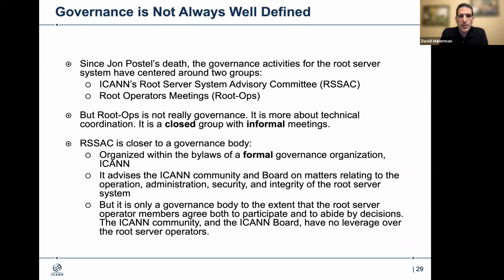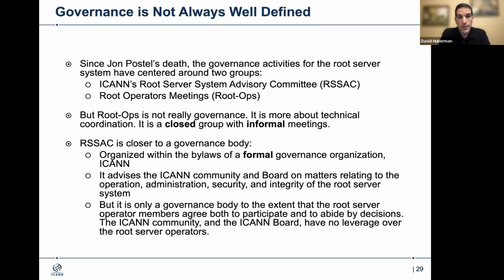We have two groups that do some coordination. Here at ICANN, we have the Root Server System Advisory Committee, the RSSAC. And this is where the root server operators voluntarily agree to meet and to discuss things. They also have their own system called RootOps. RootOps meetings happen typically in coordination with IETF meetings. And nobody may attend RootOps except for the root server operators. And it's where they talk about some of the more technical things about operating a root server. RootOps isn't governance, it's just technical coordination. And it's a closed group that has informal meetings, okay? Closed and informal do not meet any definition of governance that we recognize.